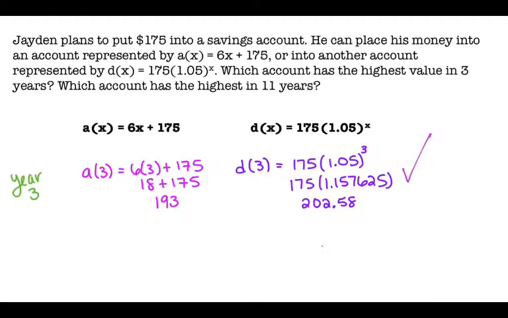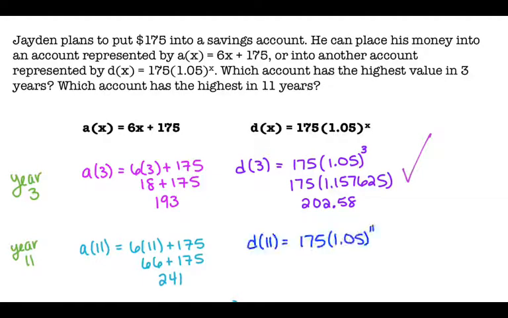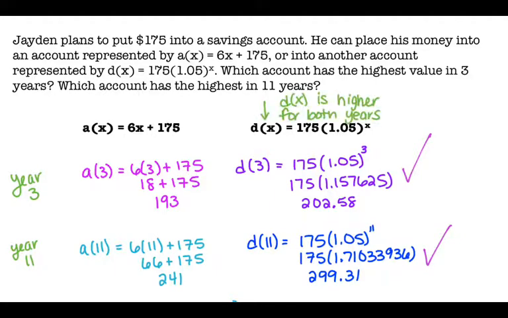And then for year 11, plugging in 11, so 6 times 11 is 66, and 66 plus 175 is 241. And for d of x, we have 1.05 to the 11th power, then times that answer by 175, and you get 299.31. So again, d of x wins again. So therefore, d of x is higher for both years.